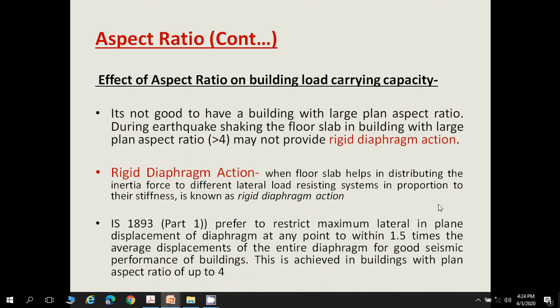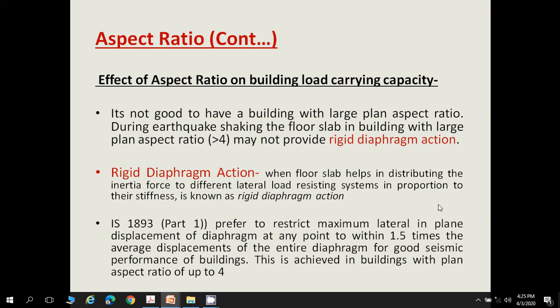Another reference is IS 1893, the Indian Standard Code of Practice for criteria for earthquake resistant design of structures. It prefers to restrict the maximum lateral in-plane displacement of a diaphragm at any point to within 1.5 times the average displacement of the entire diaphragm for good performance of the building. This can be achieved if the building aspect ratio is up to 4.